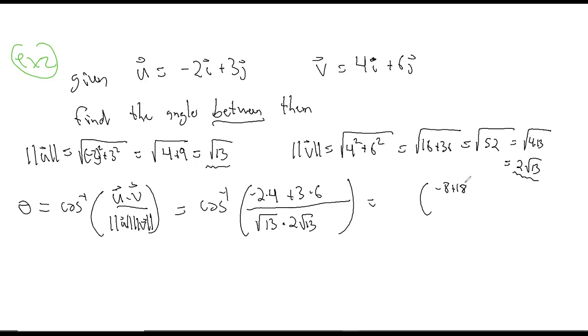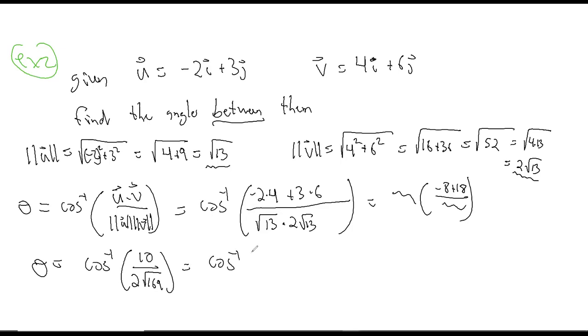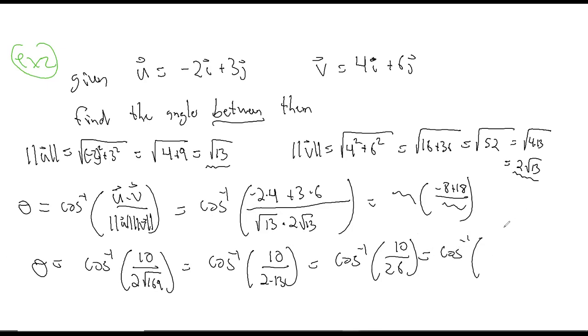10. If I said 16, I meant to say 18. So theta is equal to the inverse cosine, because we're short on time, of 10 over square root of 13 times square root of 13, and there's still the 2. That's the square root of 169, which is the inverse cosine of 10 over 2 times 13, which is the inverse cosine of 10 over 26. Which is the inverse cosine of 5 over 13. You don't have to technically do all this simplification.